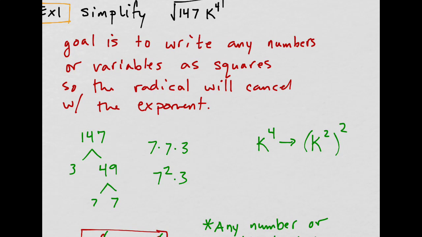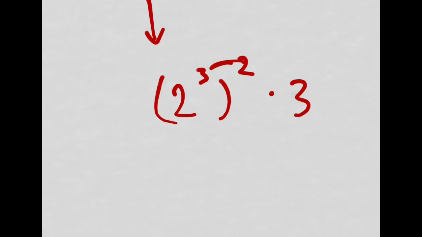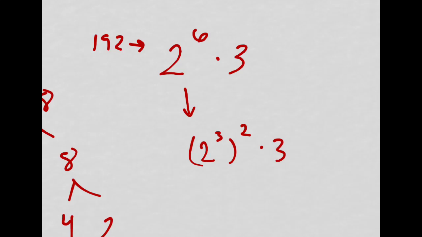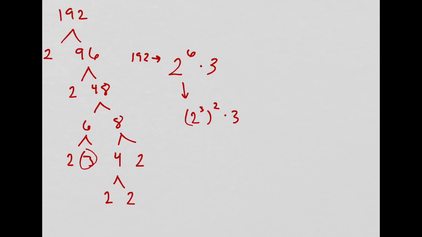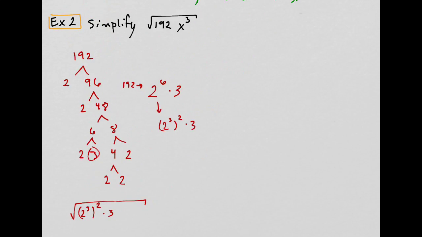The goal, remember, is to write any numbers or variable as squares. Even though it has an exponent on the inside, like this, we already know when you have a power of powers, you multiply, and that's just the same as 6. 3 times 2 is 6. So there's for the number, so I'll write the square root of 2 cubed squared times 3. So that's for that, and then the variable.